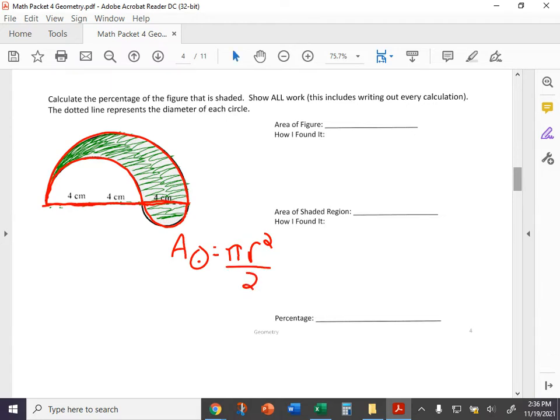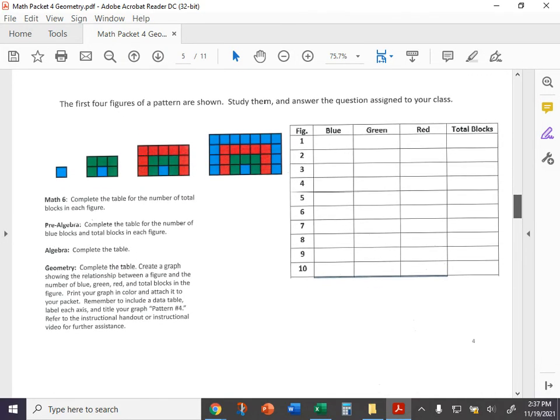Next up, we have our pattern block question. This is another one that you need to create a graph for. Feel free to share that with me on the Google or print it out and bring it in. But you're filling out the table, and as we've seen in previous patterns, starting with that total blocks section might be the best way to go here.